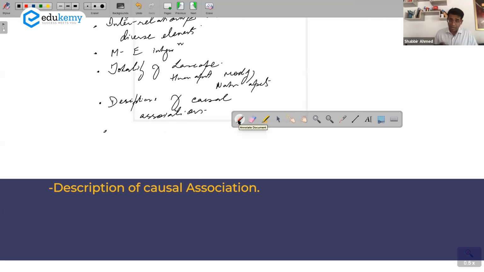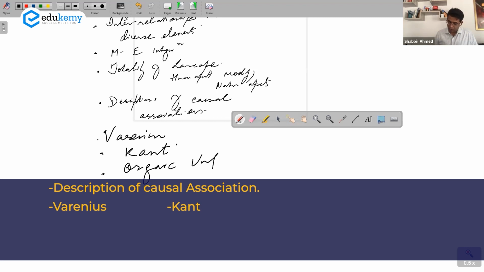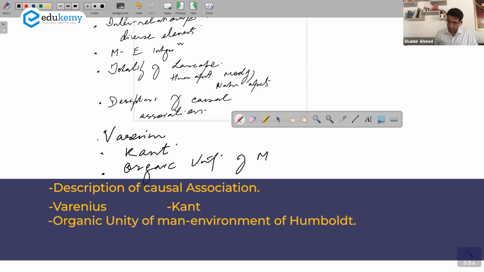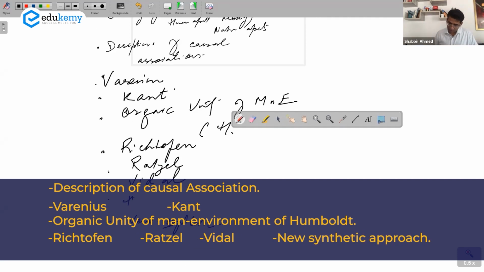And synthetic approach, Varenius ka tha. Synthetic approach was also applicable to Kant. Synthetic approach, organic unity of man and environment. This was Humboldt. Richthofen, synthetic approach of Ratzel, of Vidal. And the new synthetic approach, of course, I forgot Hartshorne.